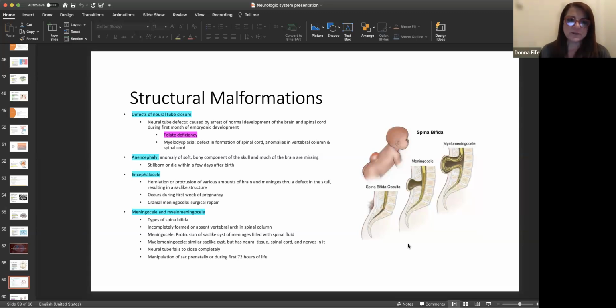A meningocele is a protrusion of a sac-like cyst of meninges filled with spinal fluid. And a myelomeningocele is a similar sac-like cyst, but this one also has neural tissue, spinal cord, and nerves in it. The neural tube fails to close completely. Closure of the sac prenatally or during the first 72 hours of life is how this is treated.